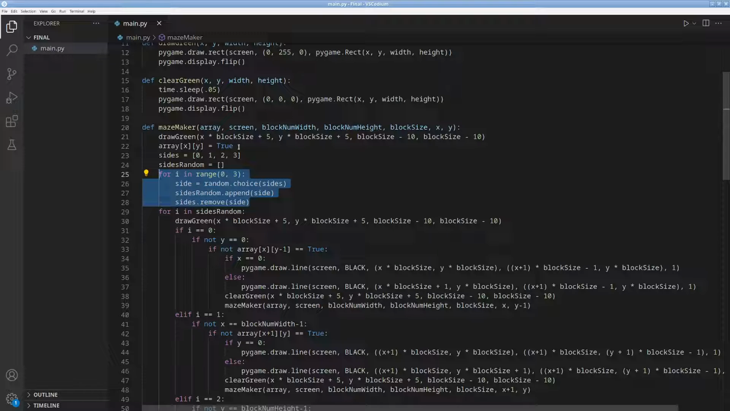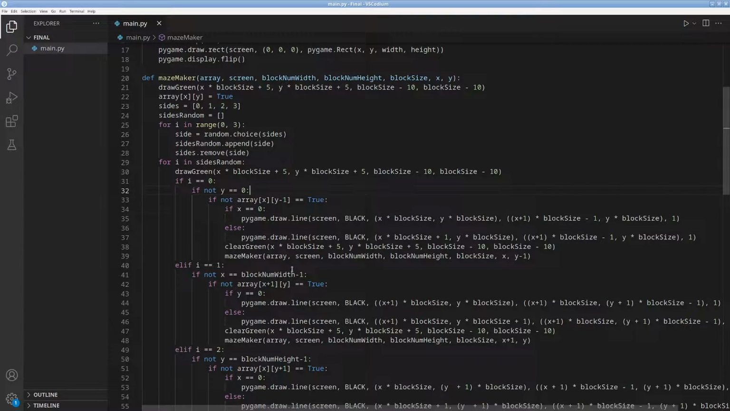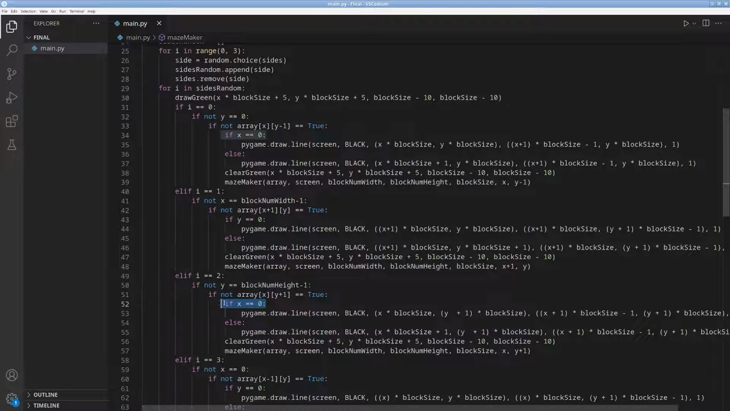It will not go in those directions if its destination block is outside of the screen, and it won't go that way if it's already been there. So that's what this is. If it's not 0, if x is not the max, if x is not 0.